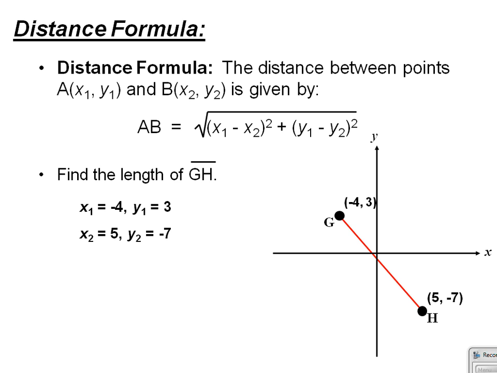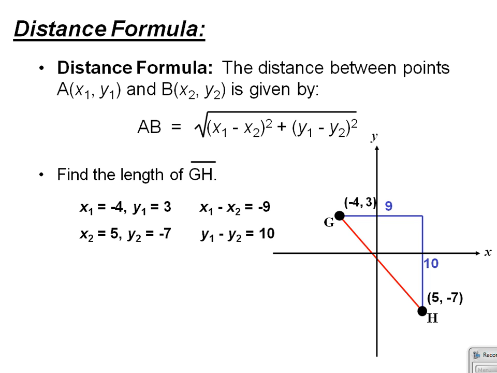Now if we take all these values and put them into our formula, we'll take x sub 1 minus x sub 2, and that gets us -9. And that's just like saying that the horizontal length between point G and point H is 9. Then, if we take y sub 1 minus y sub 2, we'll get 10. And that's like saying that the vertical distance between point G and point H is 10 units.